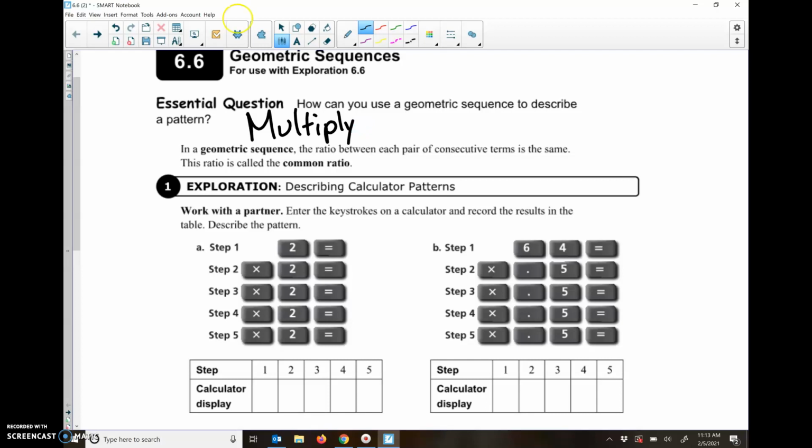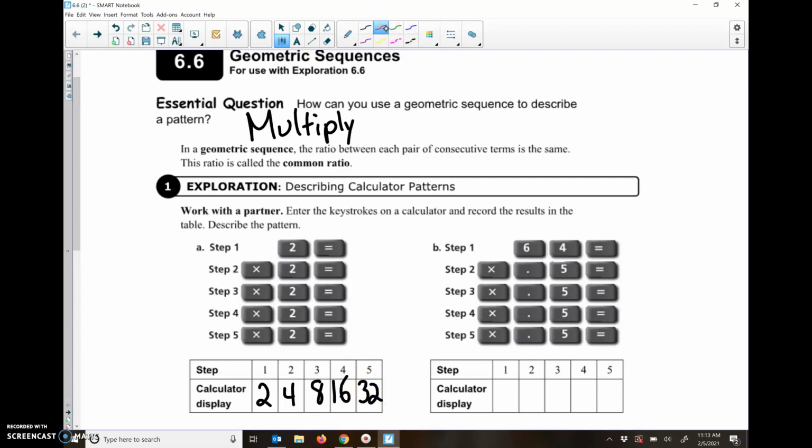You'll kind of see here some of them, like number 1 here, it says we're starting at 2, and then we're just going to times by 2 each time. So we start with 2, and then times by 2. So we get to 4. Times by 2 again, we get to 8. Times by 2 again, we get to 16. Times by 2 again, we get to 32.